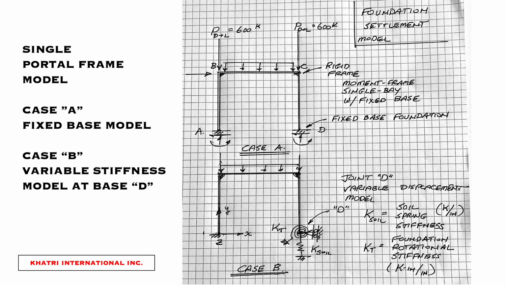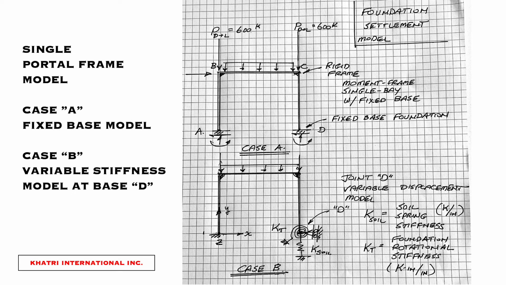We start by looking at a very simple model of a single portal frame. This is a simple moment frame system. We all studied this in college many times in our undergraduate program. And what we're going to do with this portal frame is do a very simple analysis where we will try to destabilize the frame by allowing one joint to slip.